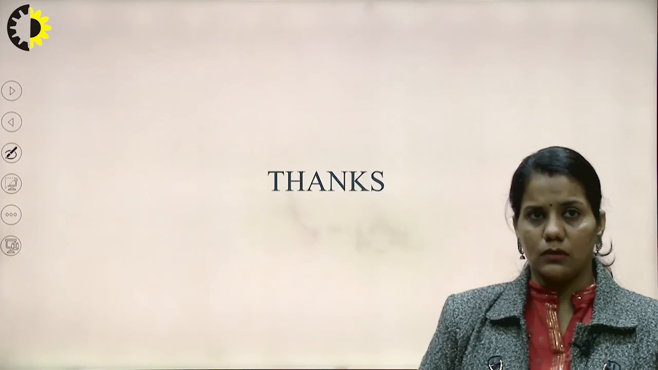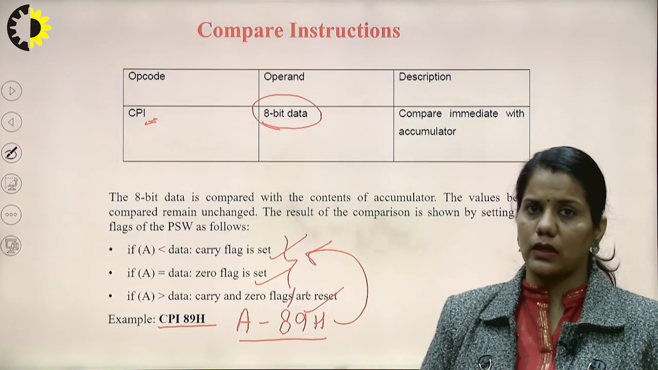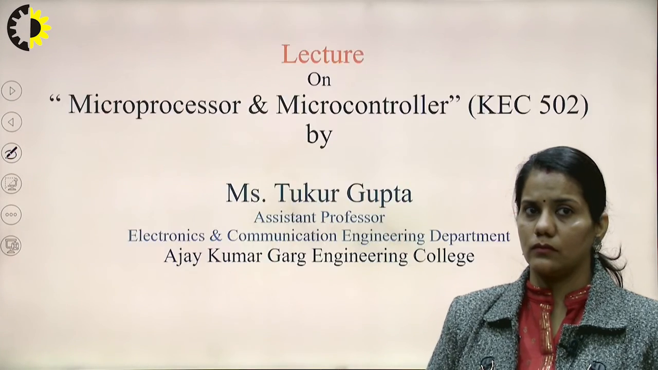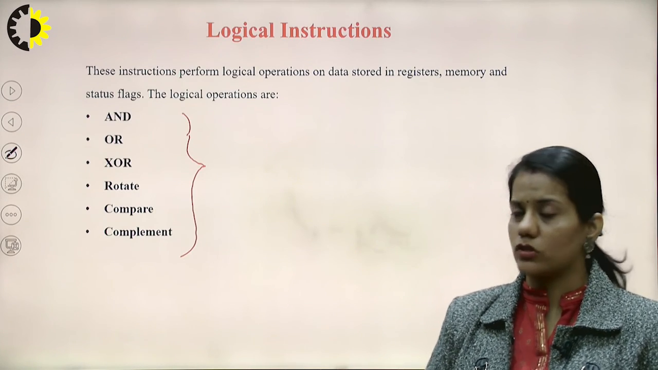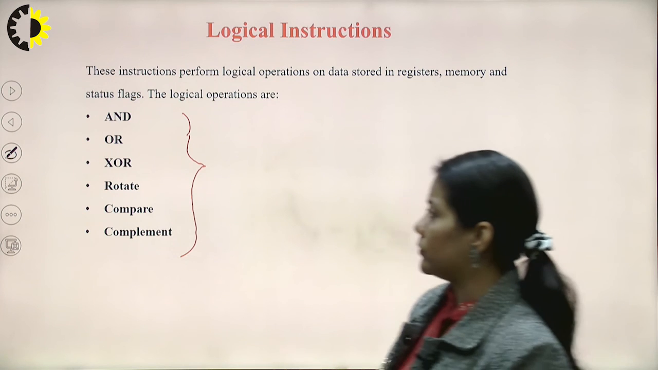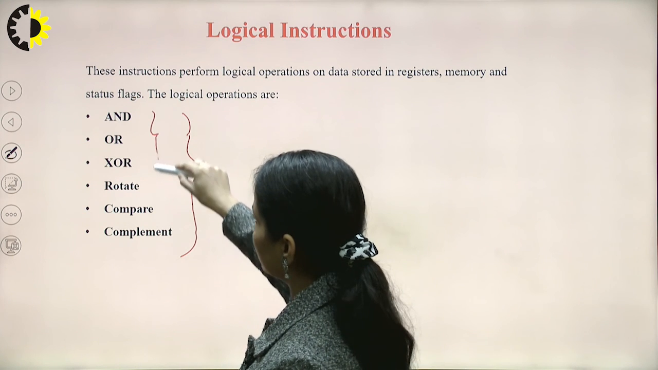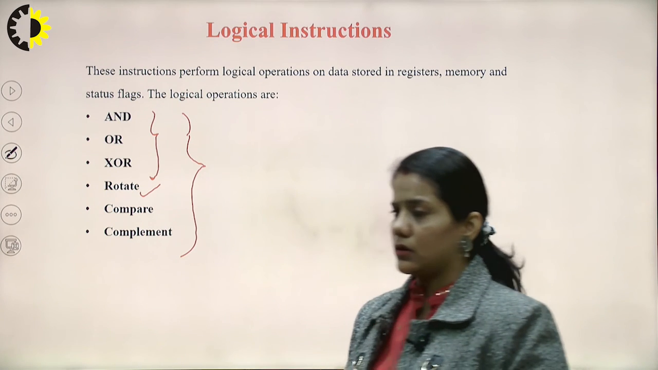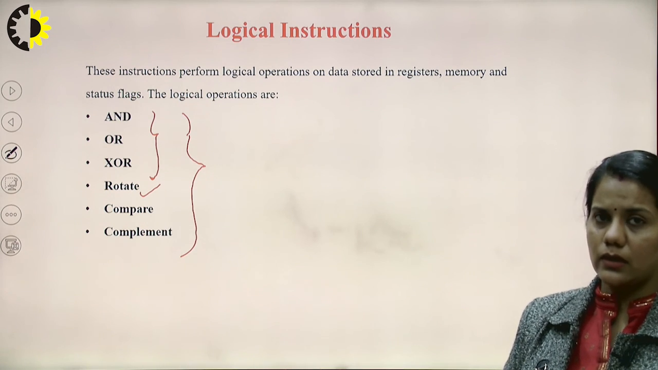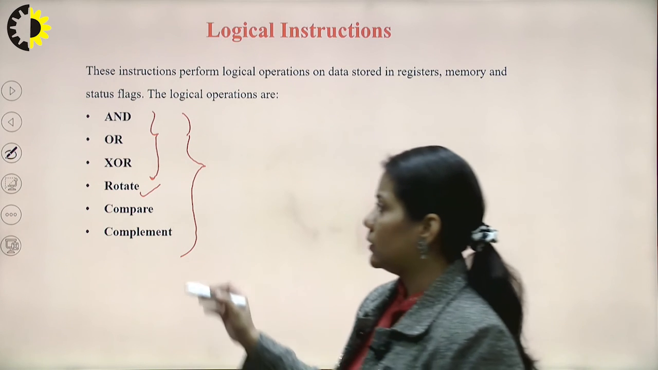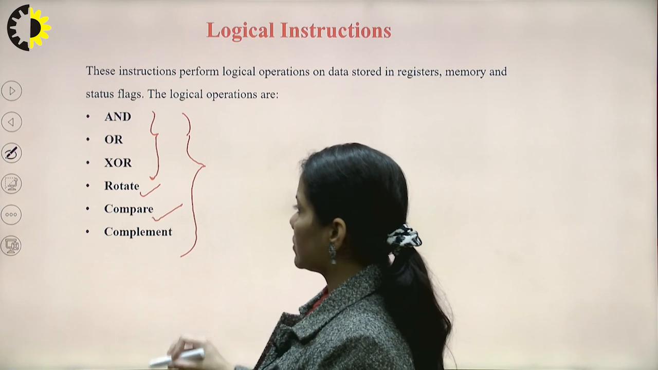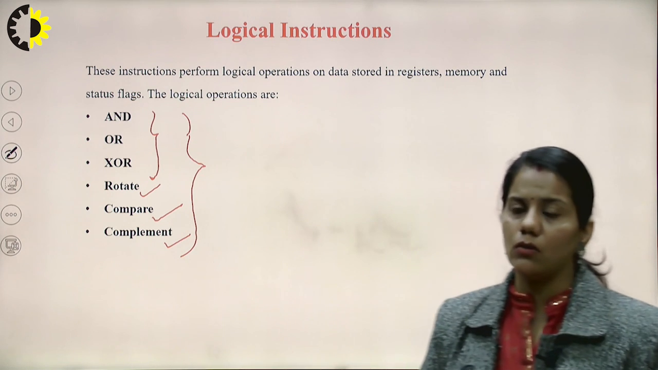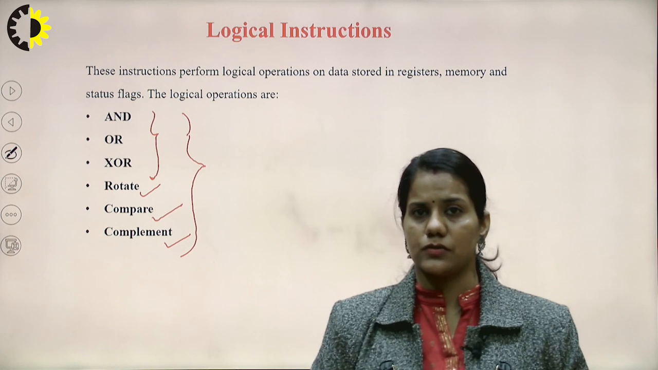So these were the instructions under the category of logical instructions. First of all we studied the 3 logical operations. Then rotate instructions RAR, RAL, RRC and RLC. Then compare instructions and then the complement instructions. This is how we complete the logical instruction category.